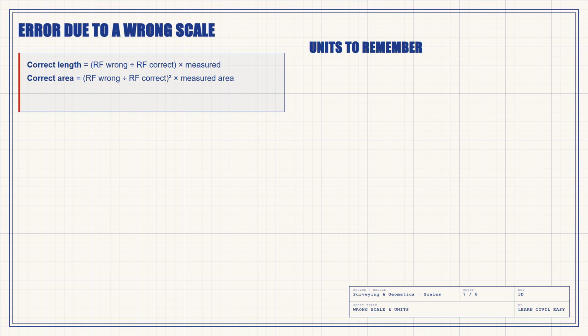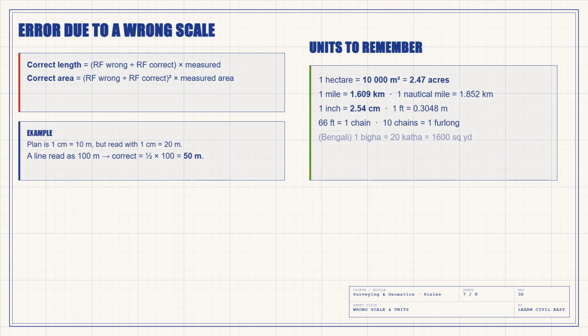And what if someone measures a plan with the wrong scale? By mistake, no panic. The correct length is the RF of the wrong scale divided by the RF of the correct scale times the measured length. And for area, we simply square that ratio. Oh, and before we finish, keep these units on your fingertips. 1 hectare is 10,000 square meters or about 2.47 acres, and 1 mile is 1.609 kilometers.